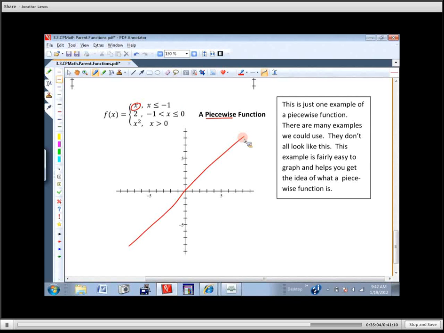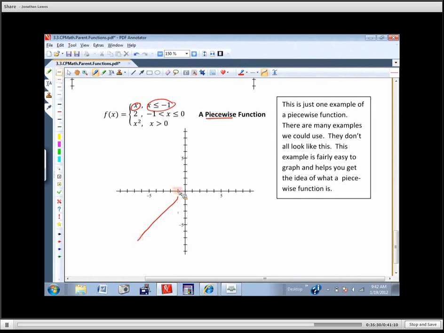But where does it look like that? Right here. Anywhere that's less than or equal to -1 on the x-axis. So here's -1. This is like the cutoff right here. So I'm not going to do this entire line. I'm just going to do this piece of the line. Okay, there's my first piece.